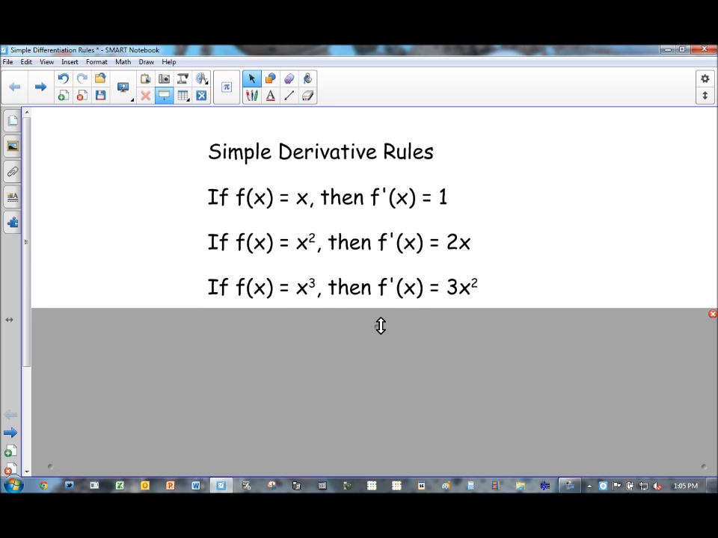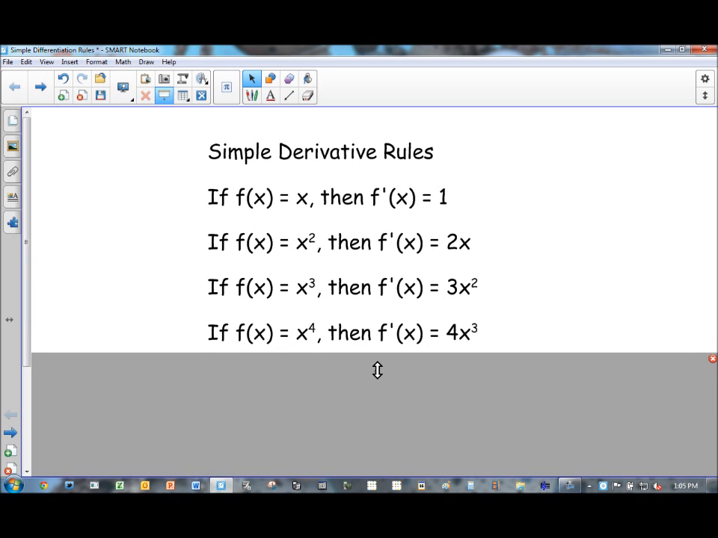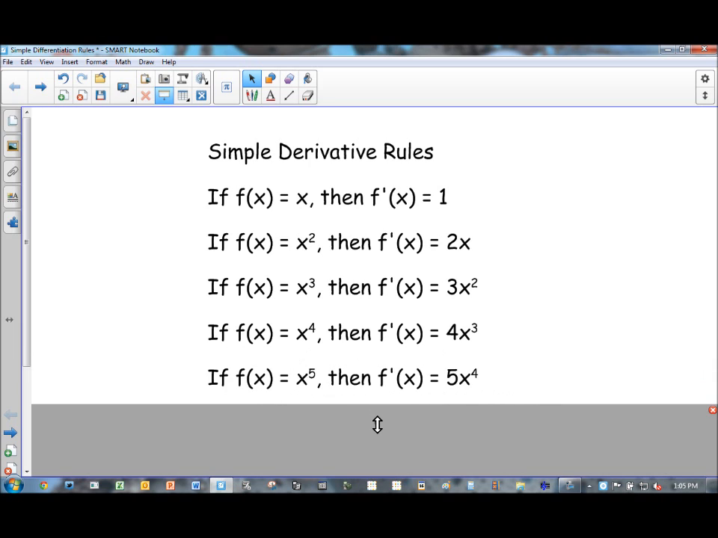Then there was another question where the function was x cubed, and hopefully you figured out that f prime, or the derivative of f of x, is 3x squared. There was a question where you had to find the derivative of x to the fourth, and the derivative was 4x to the third. And I don't know if this one was asked, so maybe I'm just giving it to you: if f of x equals x to the fifth, then f prime of x, or the derivative of f of x, equals 5x to the fourth.